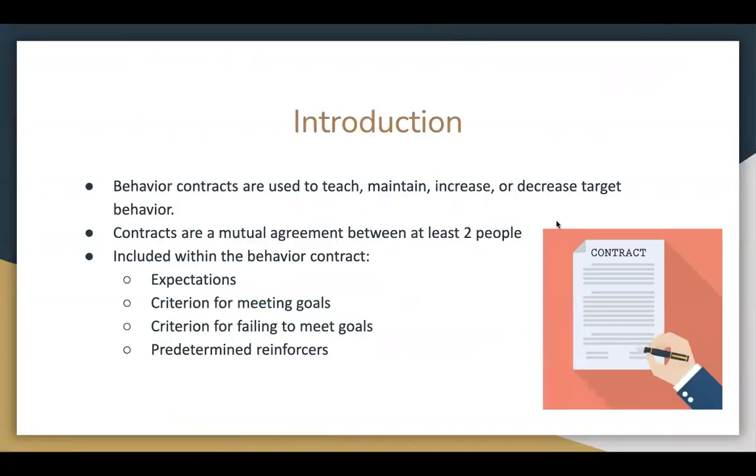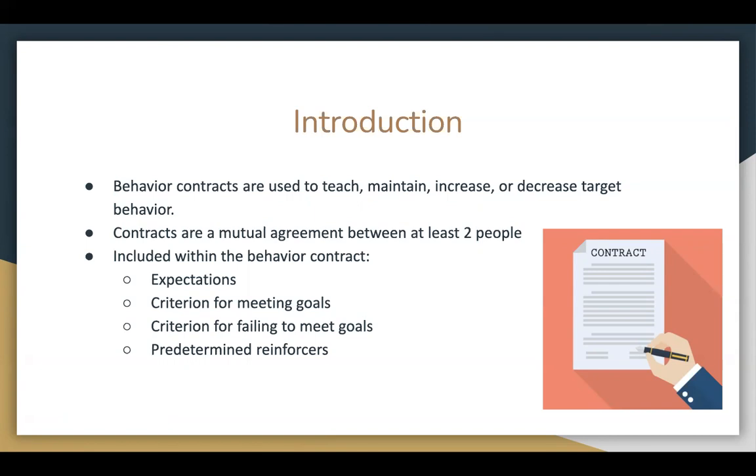So the introduction is going to be a little bit about behavior contracts, what they can be used for, and what they include. Behavior contracts can be used to teach, maintain, increase, or decrease target behaviors. Contracts are a mutual agreement between at least two people. This can be a teacher and a student, a caregiver and a child, or in our case, an adult and the professionals that work at the facility.